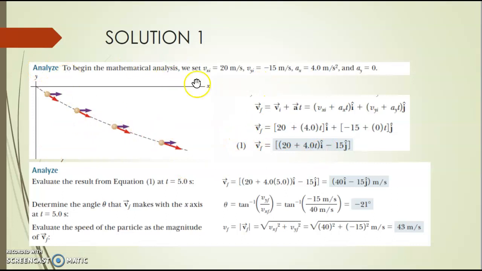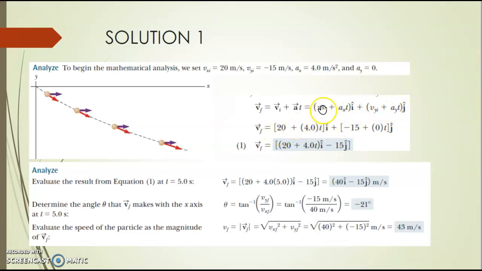If you're going to analyze it, here is the graphical representation. Given this formula, Vf is equal to Vi plus At. This came from the formula acceleration is equal to the change in velocity over change in time. Since this is a two-dimensional vector, it will be written this way.